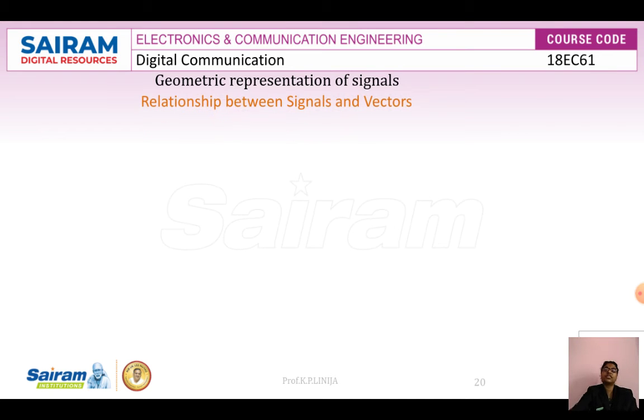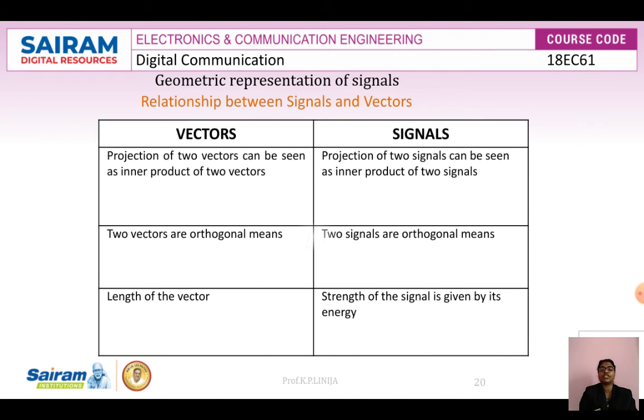Now, let us discuss the relation between signals and vectors. How are we going to represent the relation between vectors and signals? There are 6 parameters that are very similar. Let us discuss them one by one.